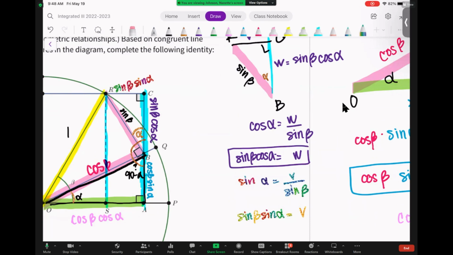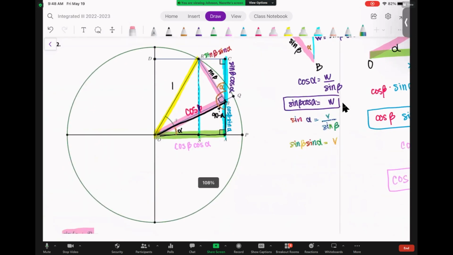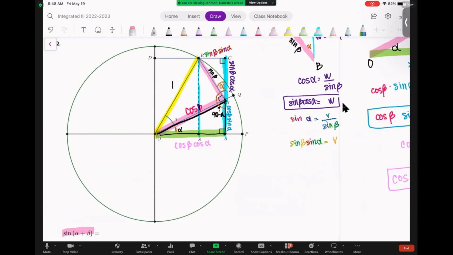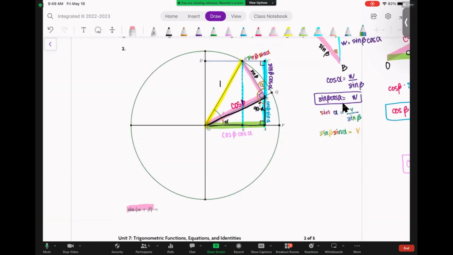Okay, I think I found all of my pieces that I need. But anyways, I was looking for sine of alpha plus beta. So in this triangle, if I'm looking for sine of alpha plus beta, I am looking at yellow and then a little bit of green and then this blue guy, right? Which is O over R.